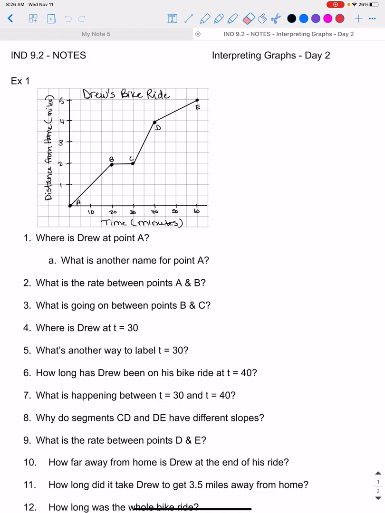Today we are going to go over our notes for 9.2. Not a whole lot of new stuff from yesterday, just a few little things and then a little bit more practice interpreting graphs. So if you were in class yesterday, you should have a paper copy. At the high school, if you were in class yesterday, you should have a paper copy of the 9.2 notes.